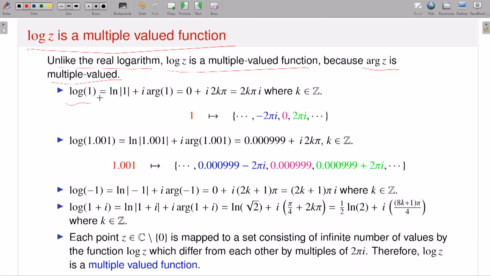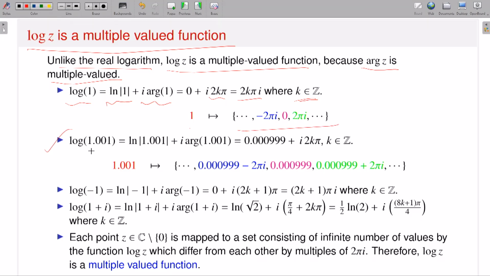For example, I have given a couple of examples. If I want to calculate small log of 1, what is that? It is ln of mod 1 plus i times argument of 1. But ln of mod 1, the real logarithm, is 0. And the argument of 1 is 2k pi. You write 1 in r e to the i theta form, where r is 1 and theta is 0, so you get i times 0 plus 2k pi, that means 2k pi i. So 1 goes to small log of 1, which is a set, as k runs over the integers, taking all those values.